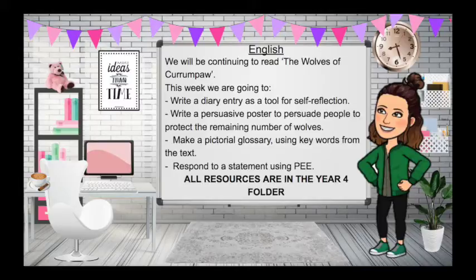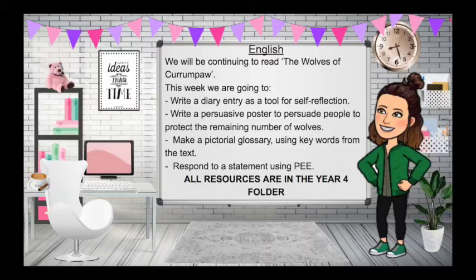For your second task, you will need to create a persuasive poster, so using all of those persuasive techniques that you've been practicing. Think about how you could include the power of 3, perhaps a rhetorical question, or even some emotive language in order to help people understand why they should protect and save the remaining number of wolves. You can either create your poster by hand, or you could use a computer. And if you did use a computer, you could then put some pictures in it, or even play about with different fonts to make things stand out from each other.